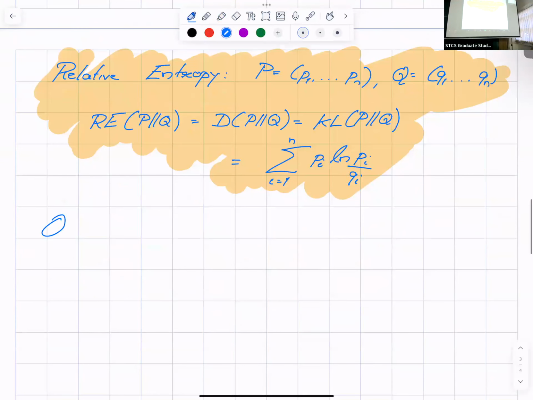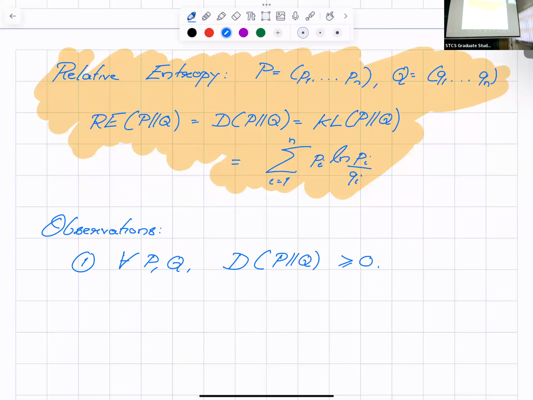So some observations. Each of them requires a proof, but we will take it without proof for now. For all P and Q, the relative entropy between P and Q is always a non-negative quantity. This is a consequence of convexity. We can write it down, we can prove it, but I will take it without proof for now.